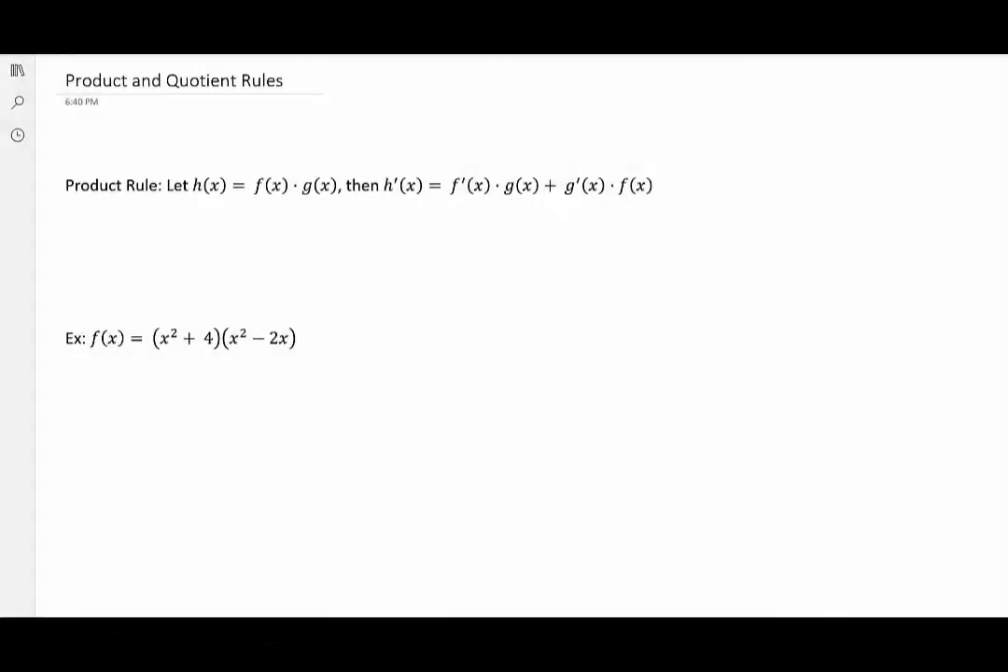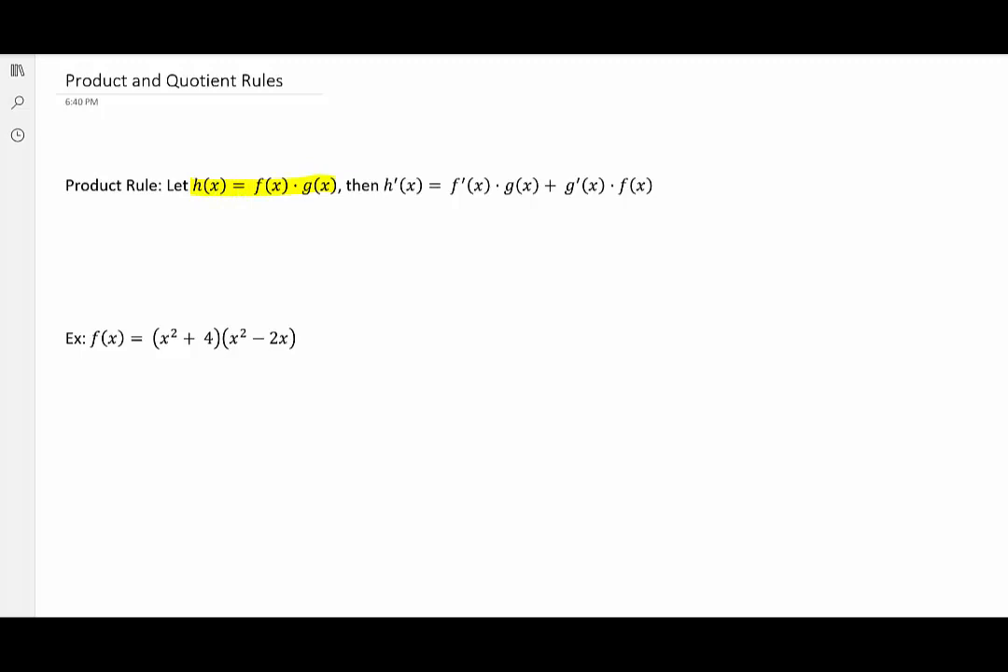Folks, in this video we're going to go over the product and quotient rules. So the product rule, which we'll get into first, is used whenever you have two functions multiplying each other. So the product rule says, let h of x be f times g. Okay, so we're multiplying two functions.